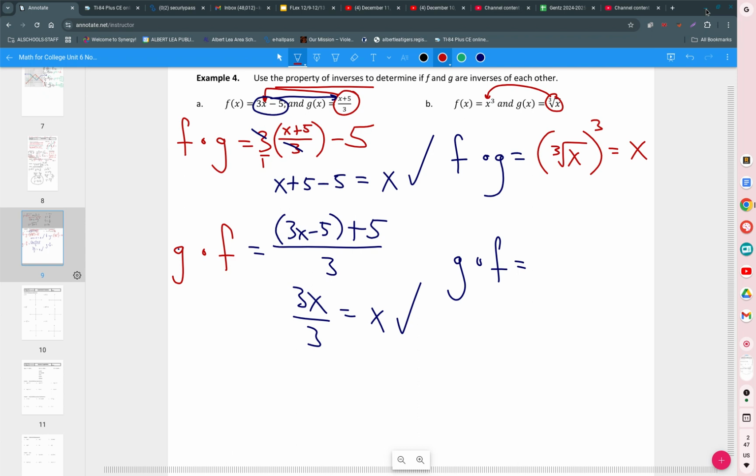Then I have g of f. That means I'm going to take this and I'm going to drop it in there, and I get the cube root of x cubed. What happens if you take the cube root of x cubed? They cancel, and I'm left with x. So because I get x in both situations, they are inverses of each other.